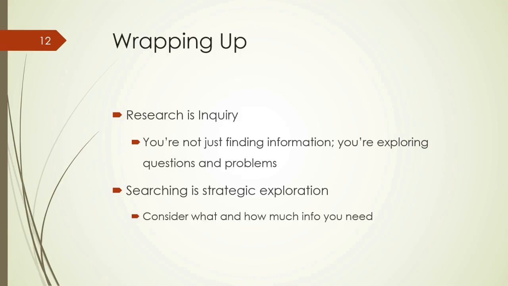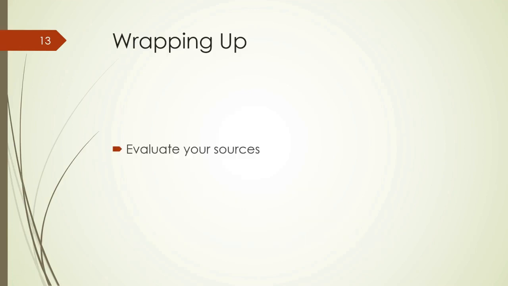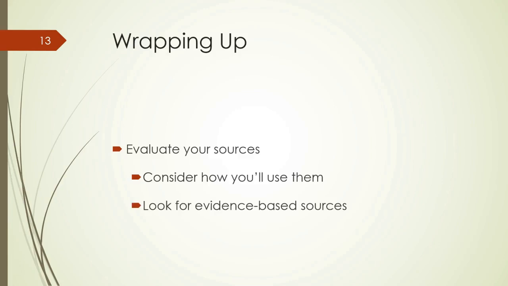You'll think about the type of information you need and how much of it you need, and you'll expect to try different strategies, tools, and platforms and keywords, knowing that this process is going to be iterative. Your first search is not going to give you all the information that you need, so you should expect to take some time with it and try different things in different places. We also talked about evaluating our sources, which means that we need to think about how we'll use them, so what types of sources we're going to need, and we always, always, always want to look for evidence-based sources because that's the best indicator that a source is credible.